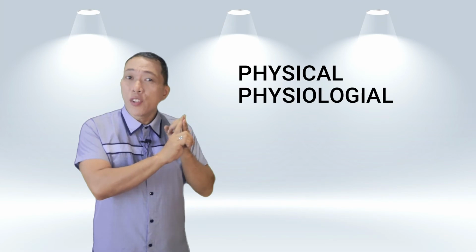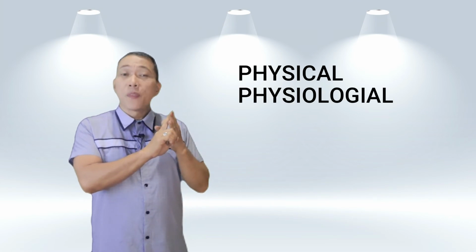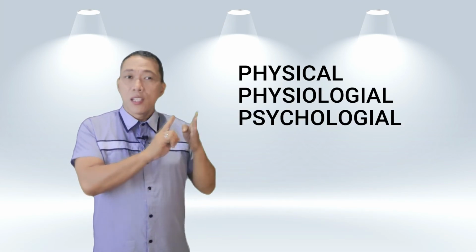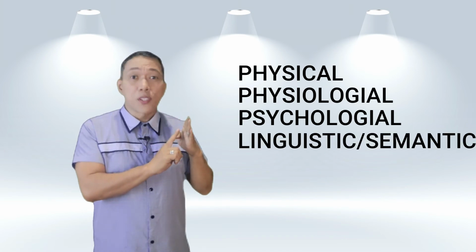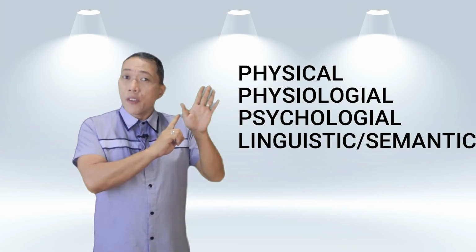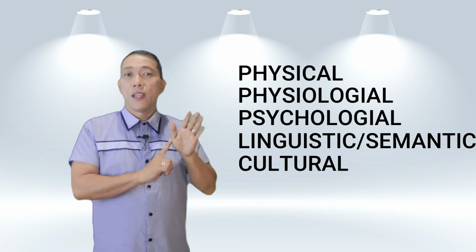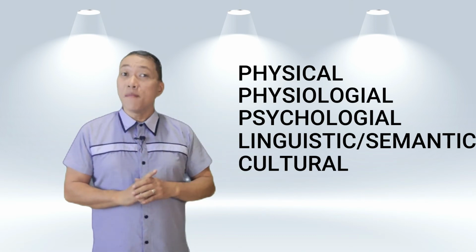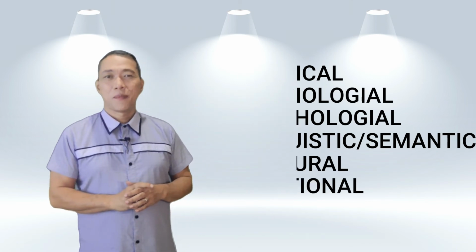So let's have a little recap. These are 1. Physical noise. 2nd, physiological noise. 3rd, psychological noise. The 4th, linguistic or semantic noise. 5th is the cultural noise. And the 6th one is the emotional noise.